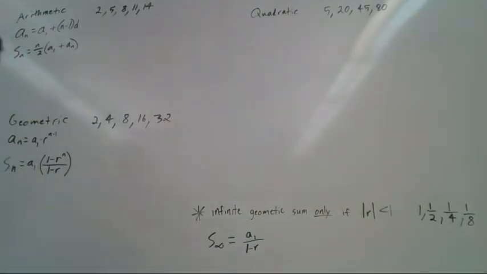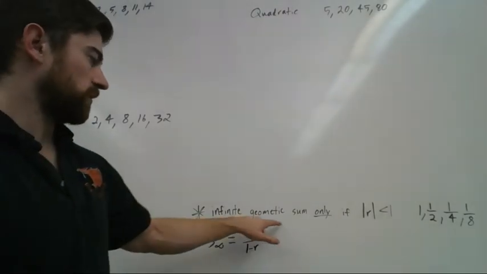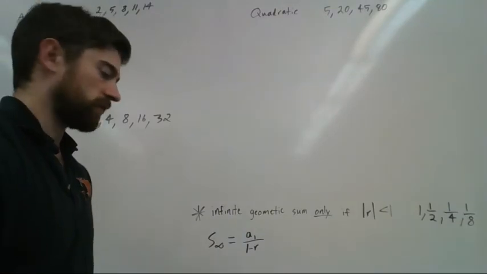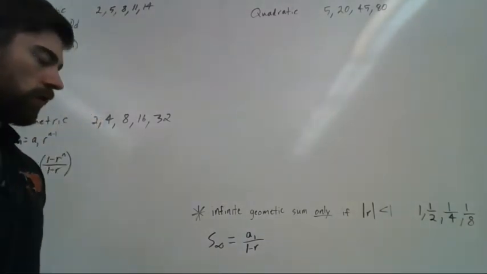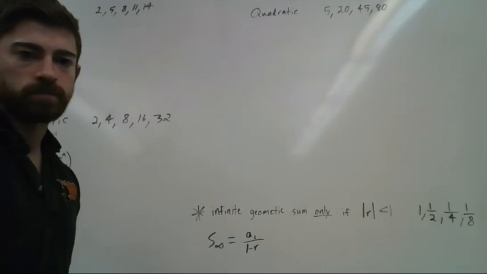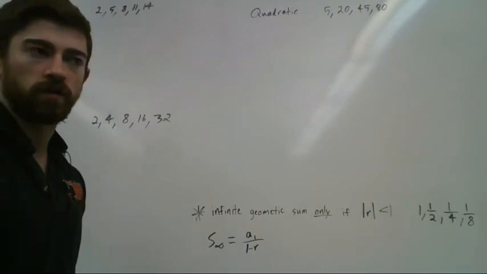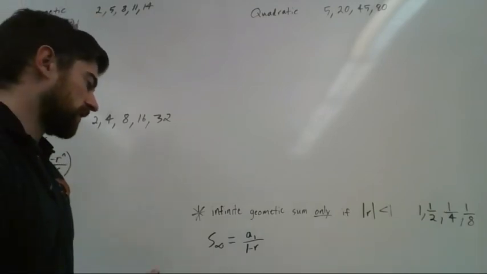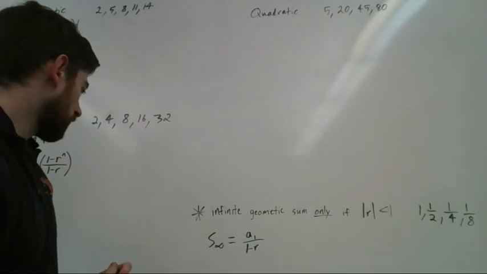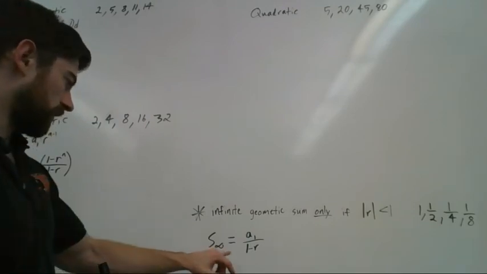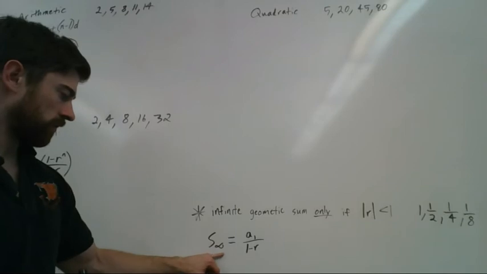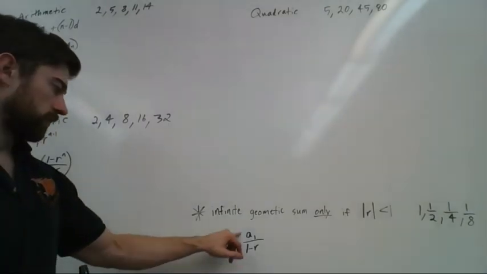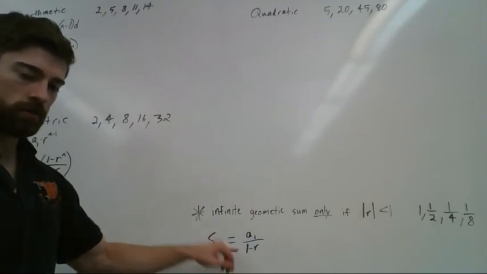There's another instance of a geometric sequence. This is an infinite geometric sum, and it works only if the absolute value of r is less than 1. So in other words, it's a fraction, right? It's going to be like 1/2, 1/4, negative 1/2, and negative 1/4, anything along those lines being multiplied each time. So, with that being said, the sum up to infinity is equal to A1 over 1 minus r.